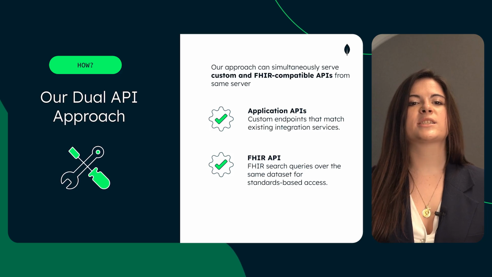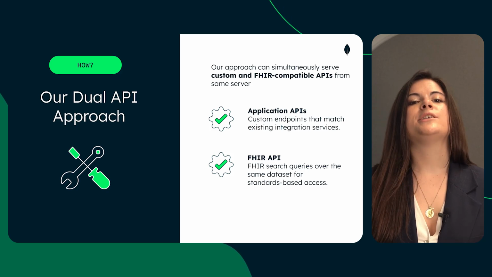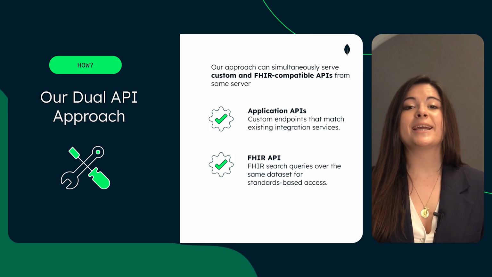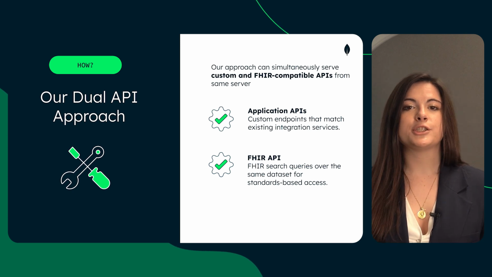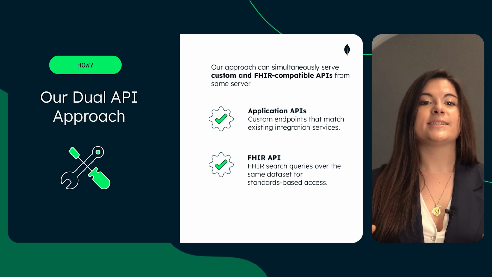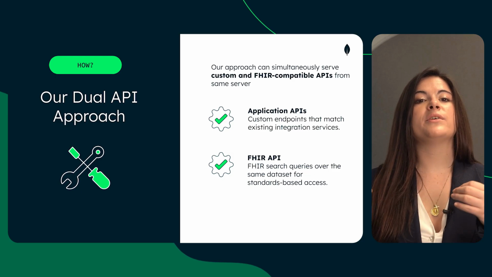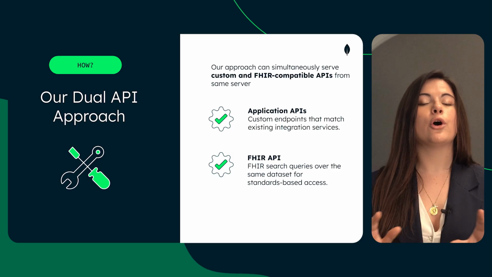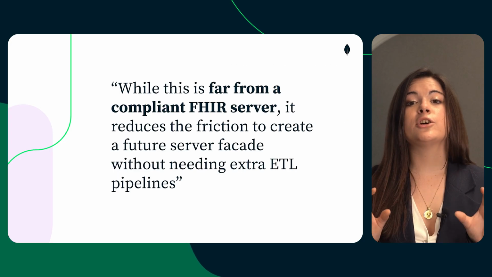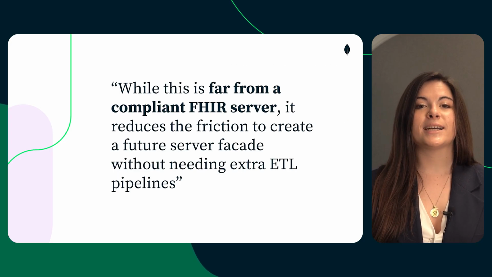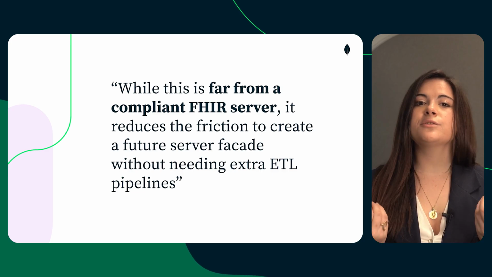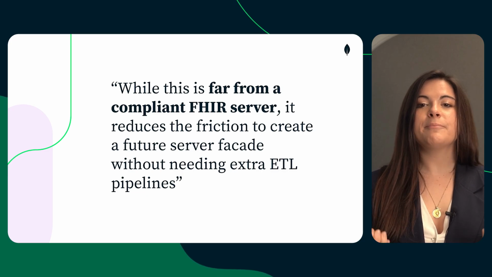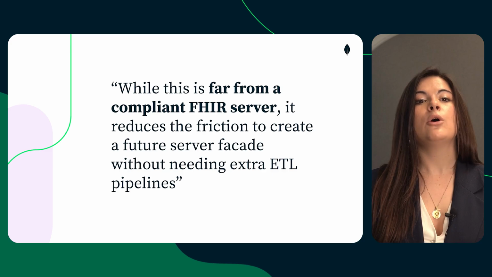Now, how do we expose this data? Well, we use a dual API strategy. Custom application APIs serve existing integrations with optimized performance. At the same time, FHIR APIs run over the exact same dataset. There's no data duplication and, more importantly, no ETL pipelines. This is not a fully compliant FHIR server, and that's intentional. The goal is to reduce friction today while creating a clean path to a future FHIR facade without re-engineering the data layer. Now, let's take a look at the demo itself, shall we?